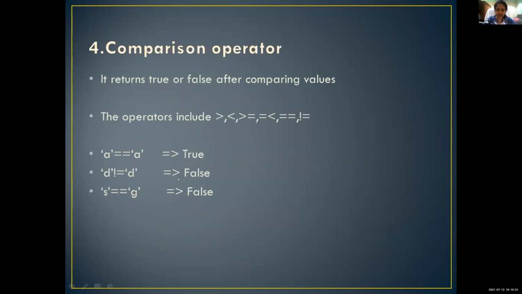The next operator is the comparison operator. This operator returns true or false after comparing the values which are given. So these are the operators which are included in this. We can take some examples. A equal to A. So A is equal to A, so it prints true. Now here D is not equal to D, so it prints false. Now S equal to G. The value S is not equal to value G, so it prints false.